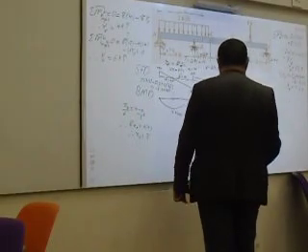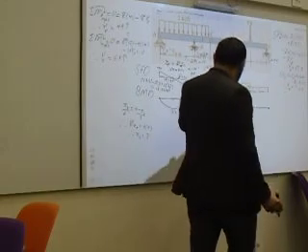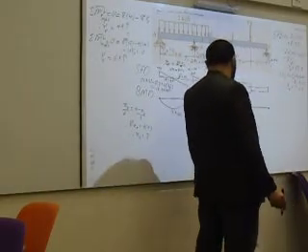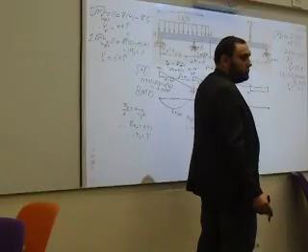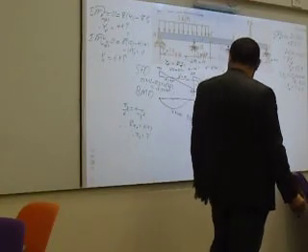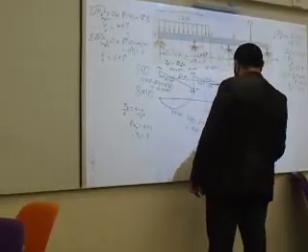This is 11 squared, 11 squared is 121. So this is 77 plus 45 minus 121, which is 1. Okay? 1.